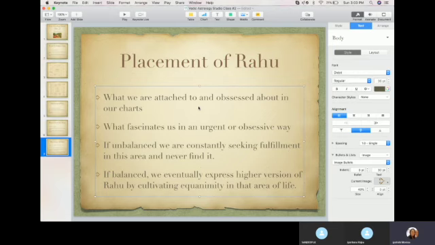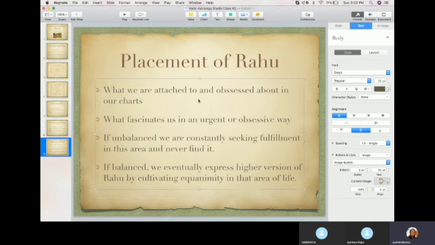Now I'll just describe how it functions in our chart. And next time I'll get into mythology. I won't get into mythology this time because I want to give you guys tools for how to read the chart. And I'll talk about mythology related to the grahas in one of the next classes. For now, just know this. Wherever Rahu is placed in a chart, we are obsessed about that domain of life.